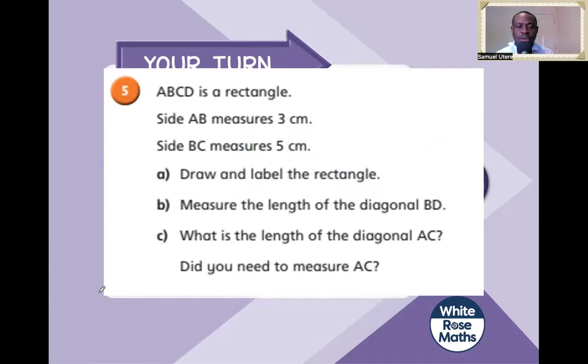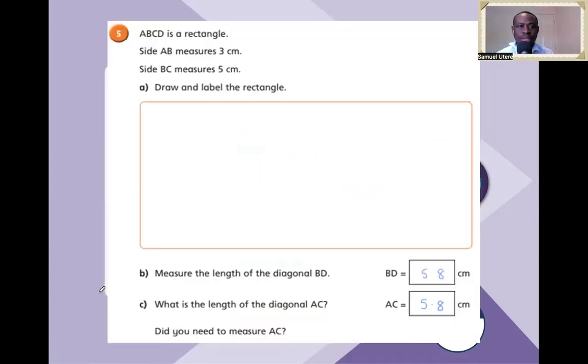Assuming you've paused the video and you've answered question 5, here is the answer. So here, the way you would do it is, so ABC is a rectangle, so you have side AB. So you mark a point, you label it A, you put your ruler, you measure 3 centimeter.